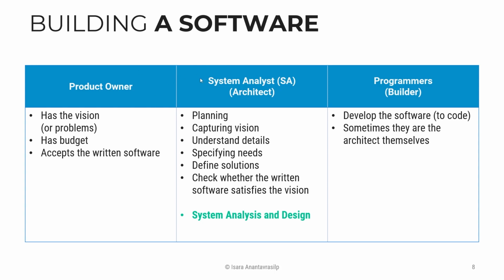You have the three people: product owner, system analyst, and programmer. Oh, by the way, we usually use PO to denote product owner and SA to denote system analyst.